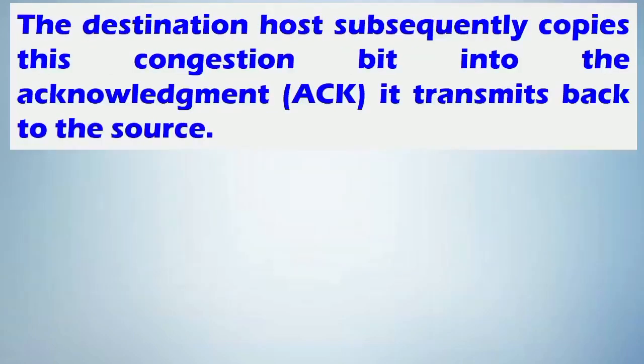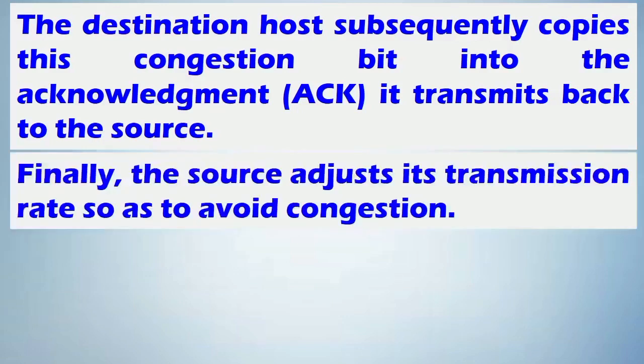The destination host subsequently copies this congestion bit into the acknowledgement, ACK, it transmits back to the source. Finally, the source adjusts its transmission rate so as to avoid congestion. This means the destination host copies this congestion bit into the ACK it sends back to the source. Ultimately, the source adjusts its transmission rate to proactively prevent congestion.